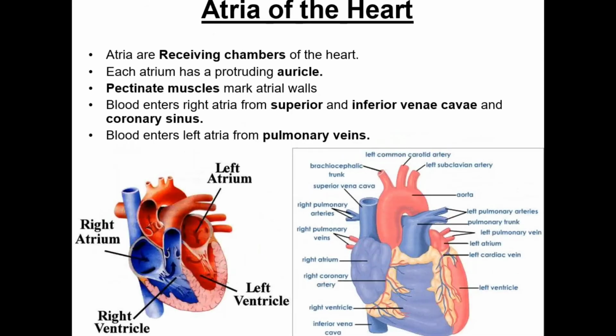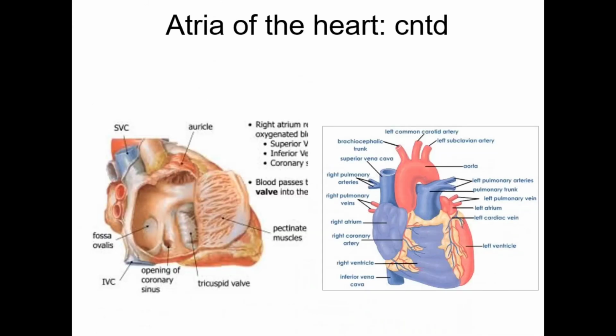The atria of the heart are the receiving chambers of the heart. Each atrium has a protruding auricle. You can see here, this is the auricle. The pectinate muscles mark the atrial walls. Here you can see these are the pectinate muscles. They mark the atrial wall.